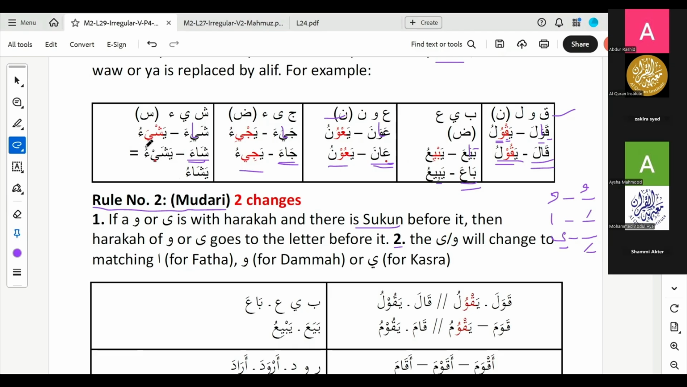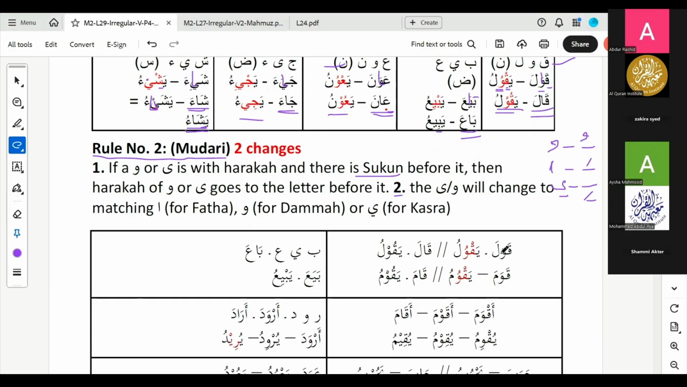So here yashya'u. Here ya with fatha, before that sukoon. So this ya, the harka will transfer to this fa kalima. It becomes yashay'u. So here we have fatha. The fatha equivalent is alif. That is the reason this ya becomes alif and becomes yasha'u for mudare. And this one we have already covered above.